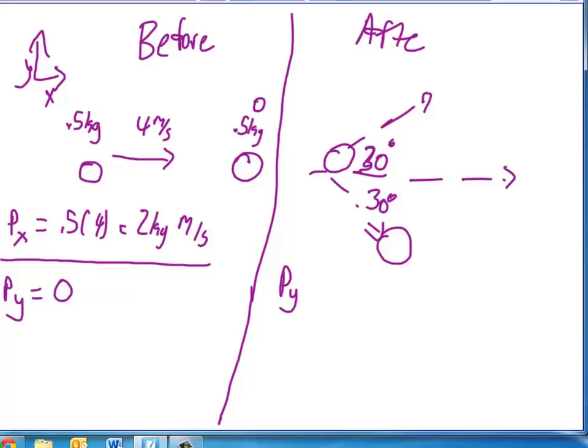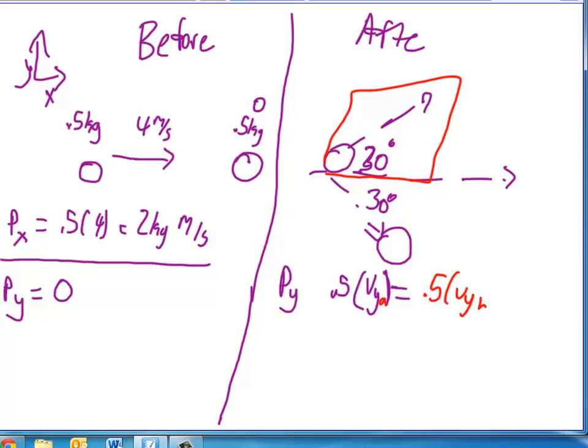These have identical mass, so 0.5 times whatever its velocity in y is. I'm going to call the top ball ball A. So 0.5 times vya equals 0.5 times vyb. They're equal because if I subtract this over, it's going to be 0, because this momentum right here has to be equal and opposite to that momentum right there. This would be b, and so those two cancel each other.